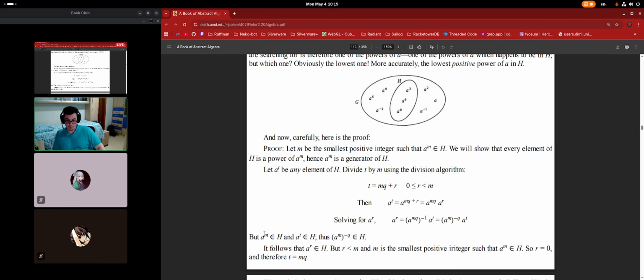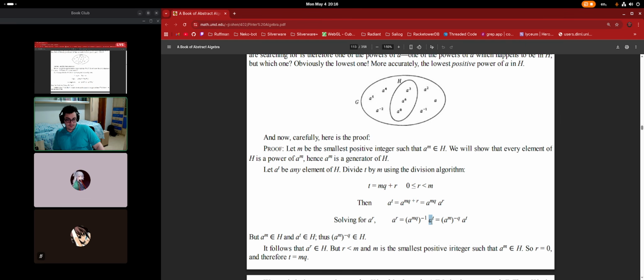But we know by hypothesis that a^m is contained in H, and that a^t is contained in H. I don't remember why a to the power of t is in H. We've seen this before in other proofs, but I don't remember the argument because, again, it's been 2 weeks. Well, it's because we're picking an arbitrary element of H to be a^t. So it is in H by our hypothesis. Oh, okay.